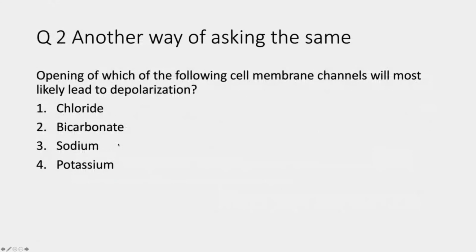So then we have another question. There are some questions here that are not in the quiz, but they ask exactly the same. For example, this question is asking exactly the same thing. Instead of asking which ion, now the question asks the opening of which of the following channels will most likely produce depolarization in a cell. Instead of asking you which ion, it is asking which channel will depolarize the cell. And the answer is exactly the same.